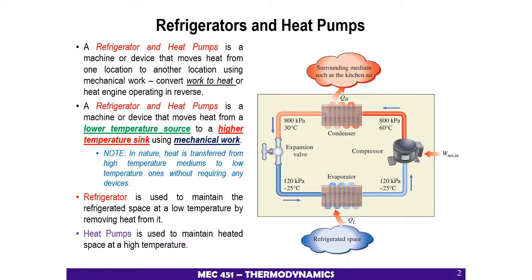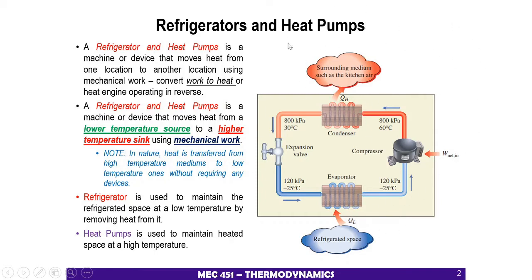So normally the refrigerator at our house, we can find it in the kitchen. And for heat pumps, normally in Malaysia we use aircon to cool down the space, but in winter countries they need a heat pump in order to heat the space. So this is the basic mechanism of a refrigerator and heat pump.